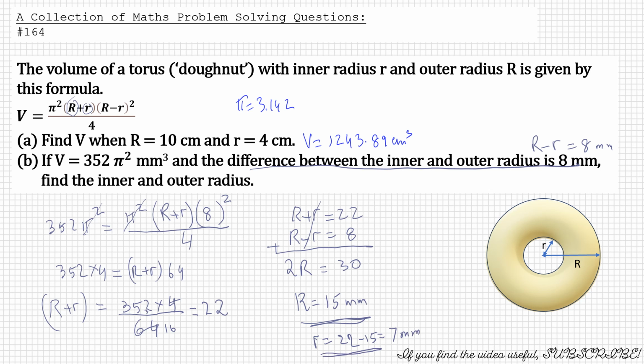So the answer to find the inner and outer radius: the inner radius, which is the small r, is 7 millimeters, and the outer radius, that's capital R, would be 15 millimeters. And that's your answer.